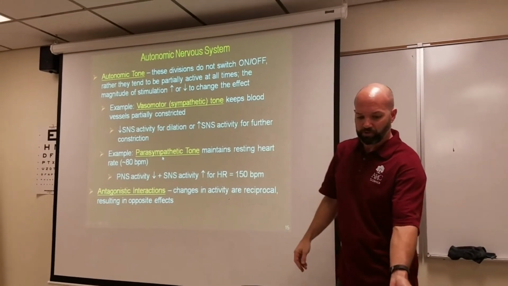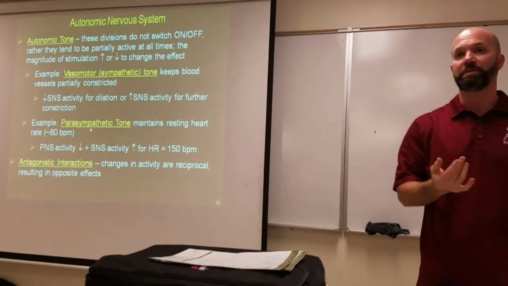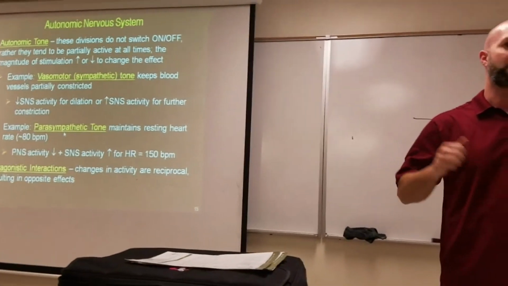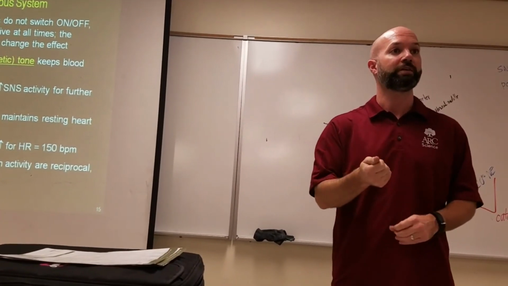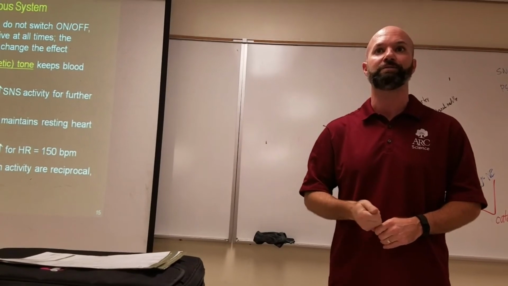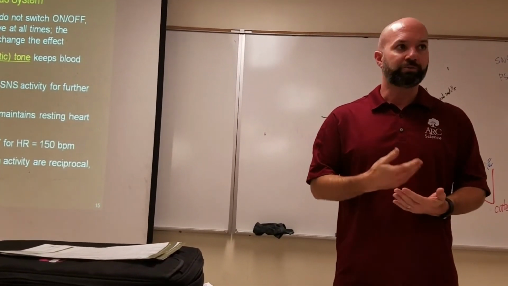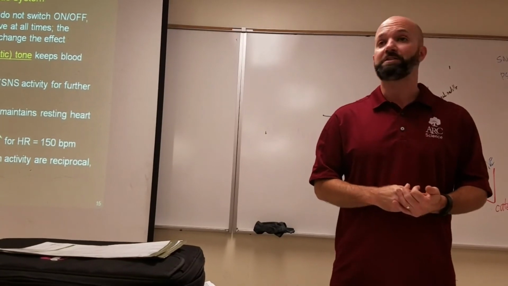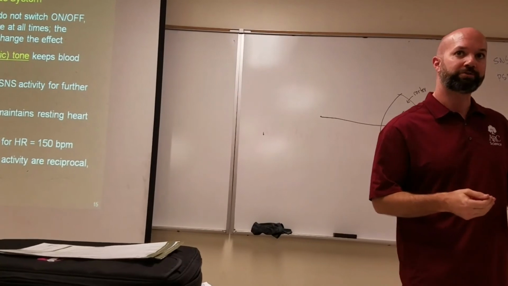autonomic nervous system is always active. Endocrine system is always active. Remember, they don't function like a switch. It's not on or off. They're always on. It's just a matter of how much are they turned up or down. Think of it as a dial. So your sympathetic fibers, always releasing norepi. Parasympathetic fibers, always releasing ACH. How much is the question?